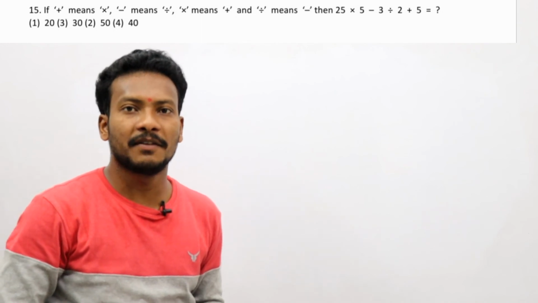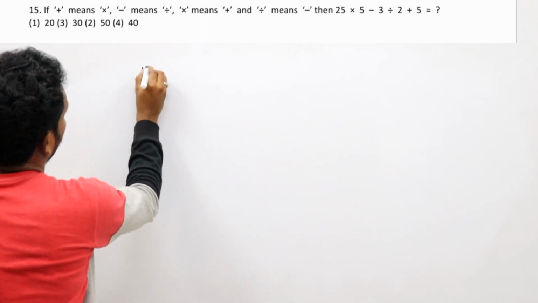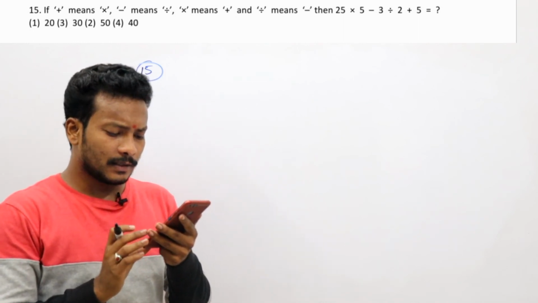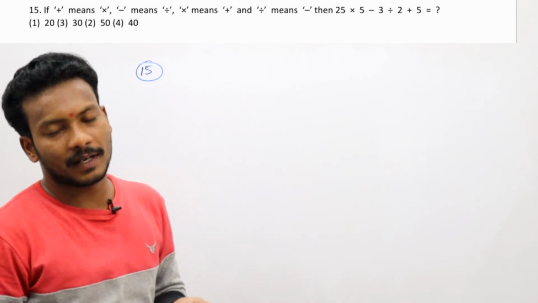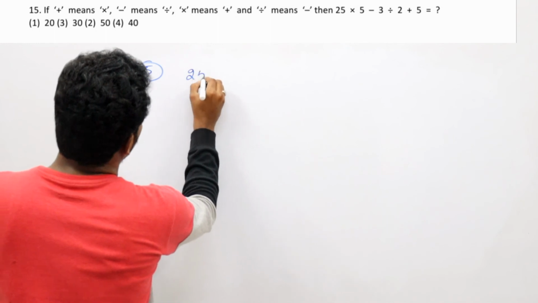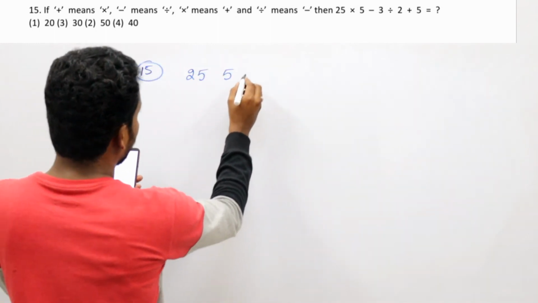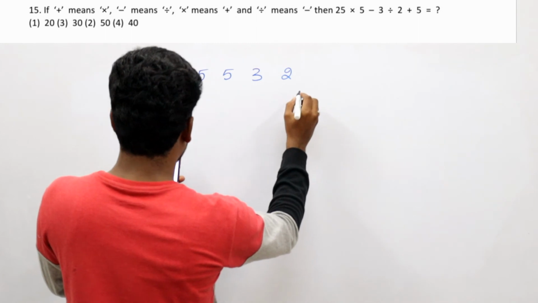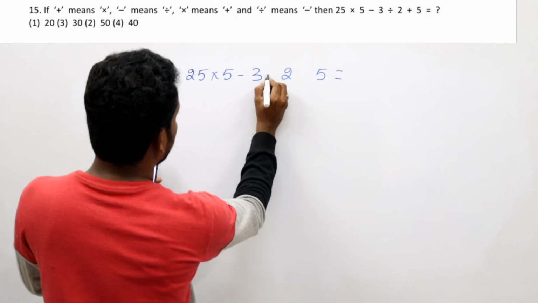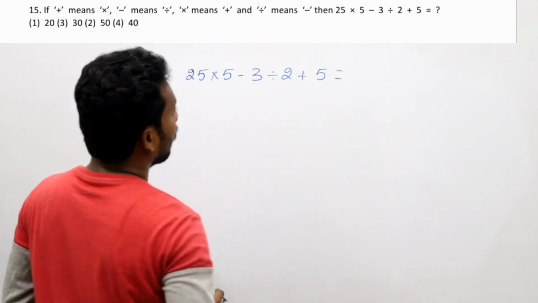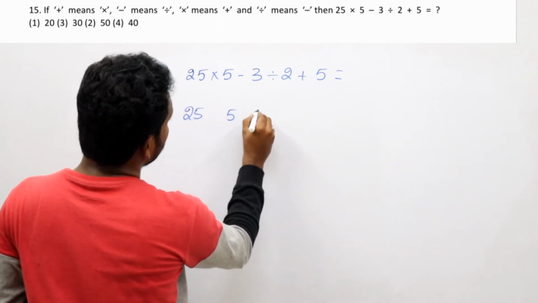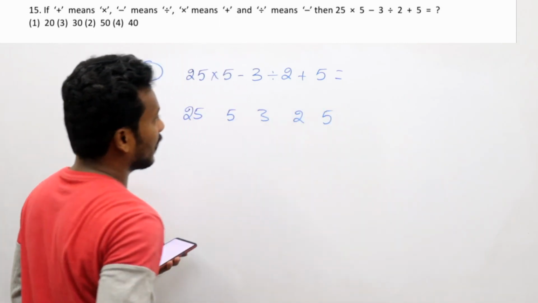Next question, that is the 15th question. Okay, what is the question for the 15th question? Here he is asking us to substitute and then simplify. Now the question is 25, 5, 3, 2, 5 is equal to, okay, first one is into minus divided by plus. After writing the question, we interchange the symbols depending upon the examiner's instruction.